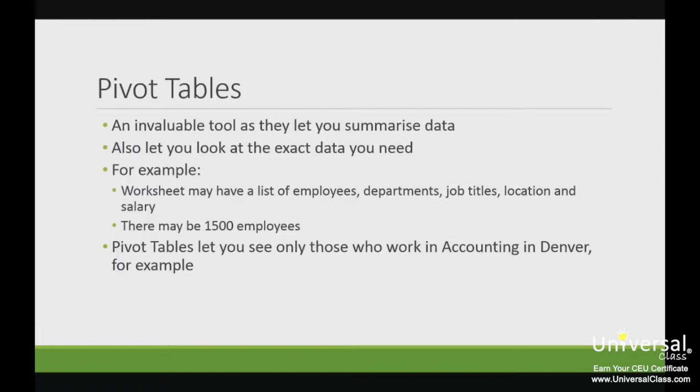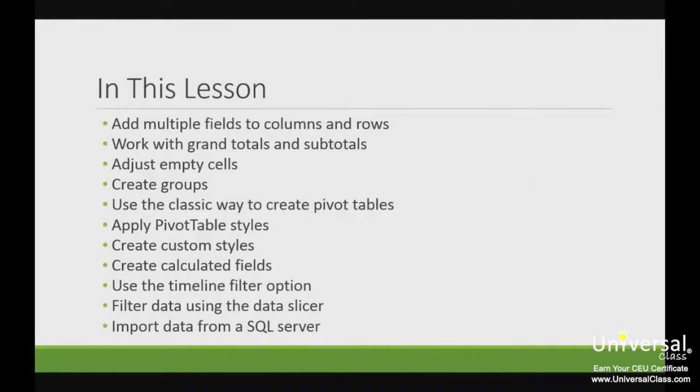You may have a worksheet that contains a list of employees, the departments they work in, their job titles, the location they work, and their salary. And there may be 1,500 employees. By using a pivot table, you can easily view only the employees who work in the accounting department in your Denver, Colorado location, as an example.